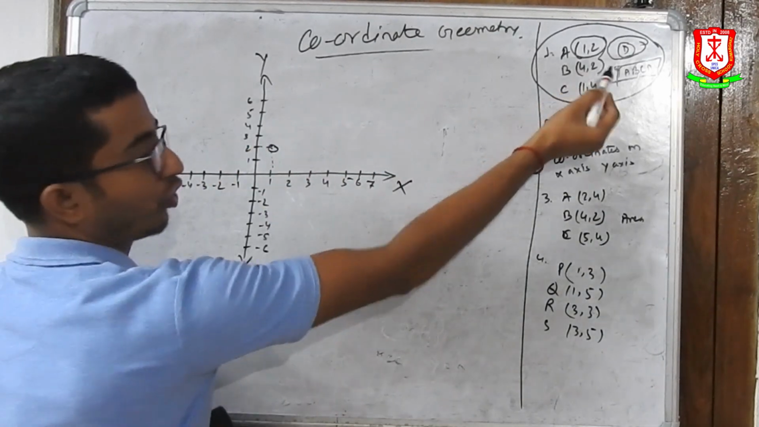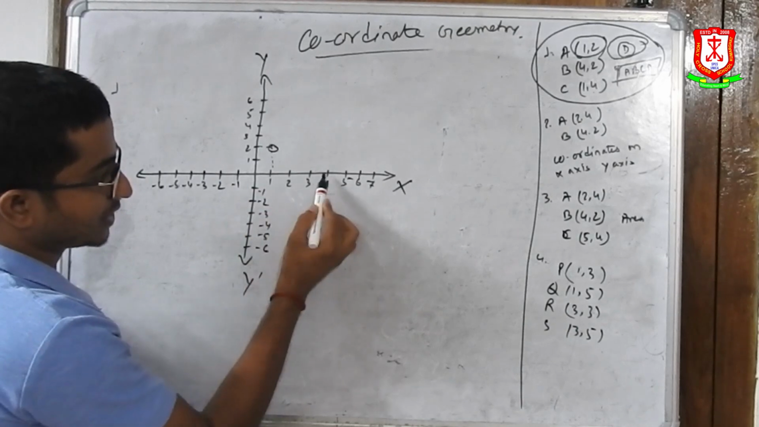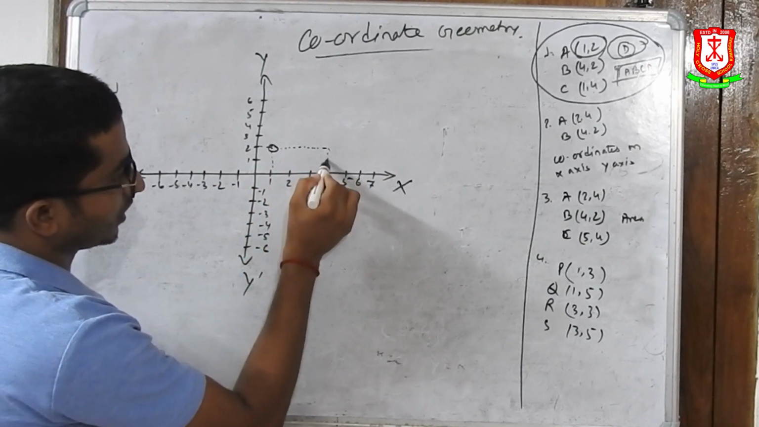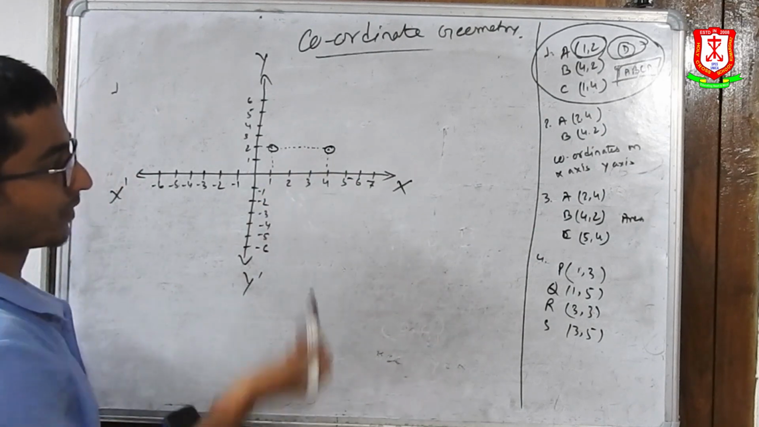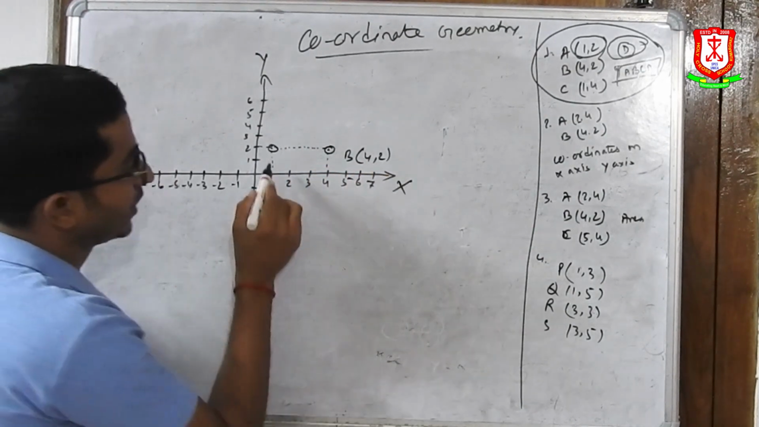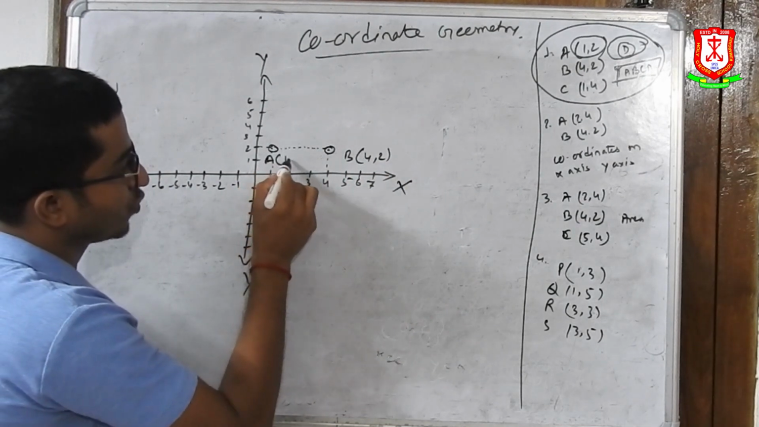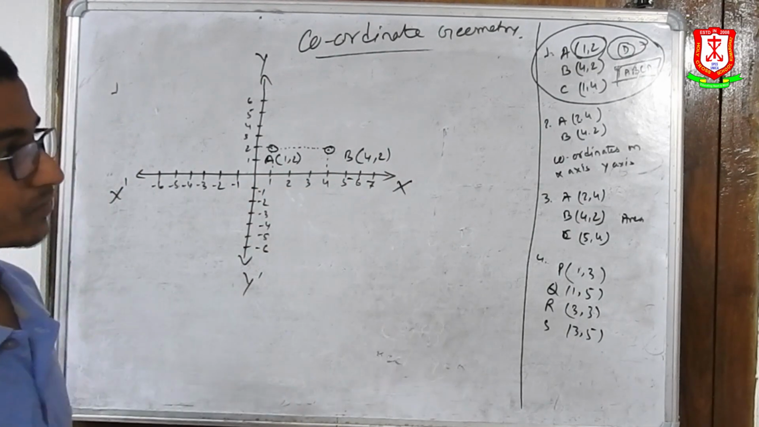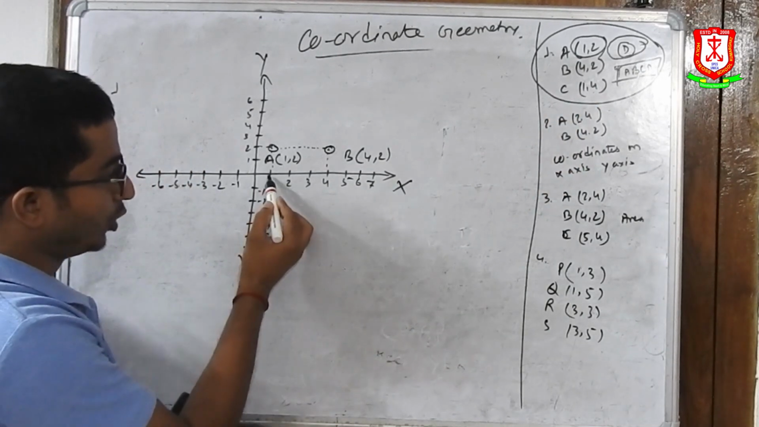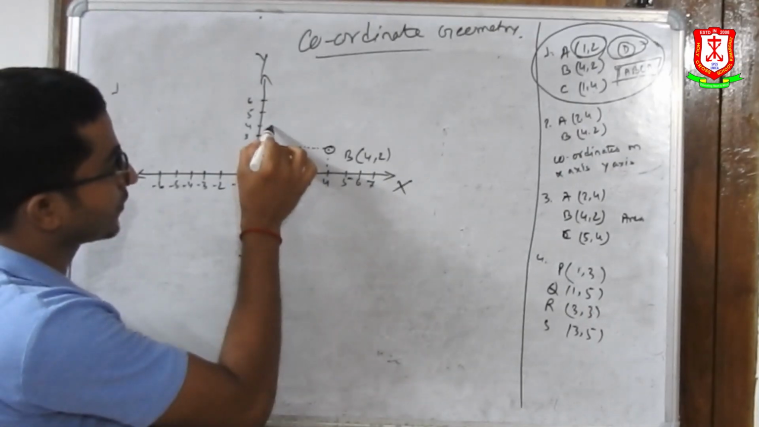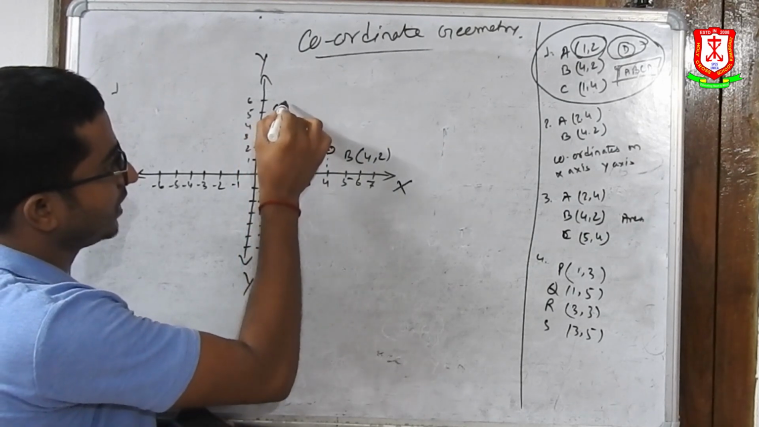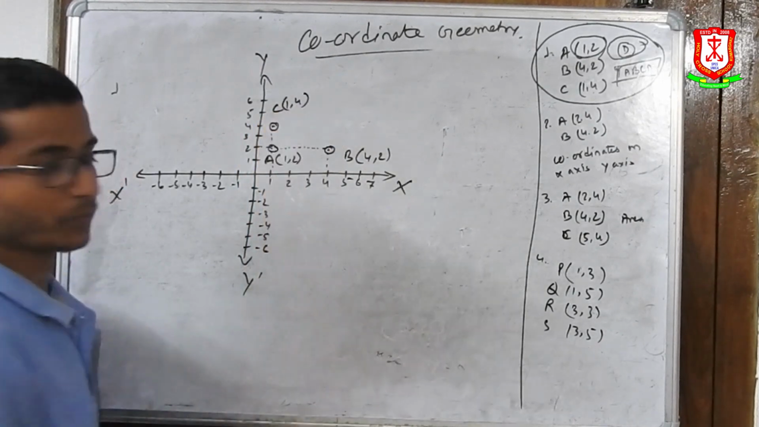Point B is (4, 2). Where is 4? The value of x is 4 here. If we give the dotted line, this is AB. B's coordinate is (4, 2), and here A's coordinate is (1, 2). The third point is C, (1, 4). The value of x is 1, the value of y is 4. It means here will be our point C, (1, 4).